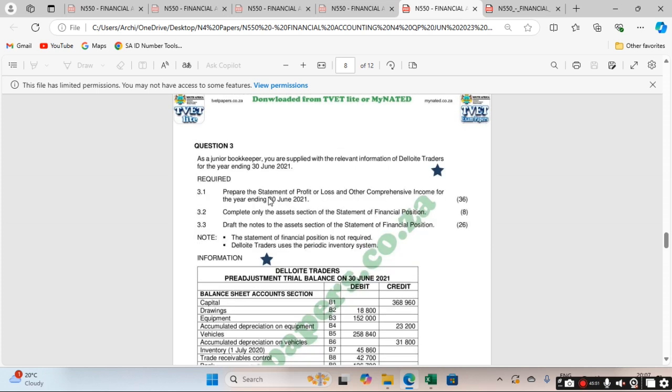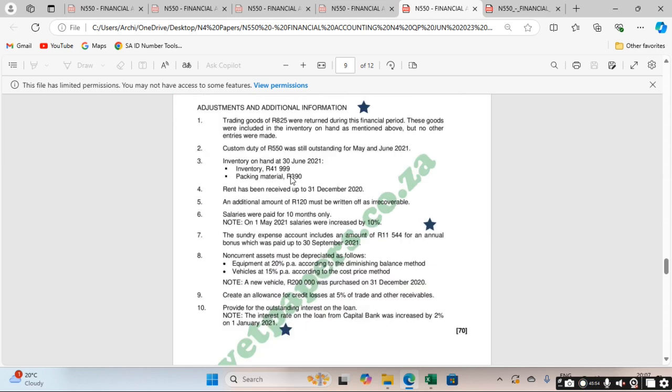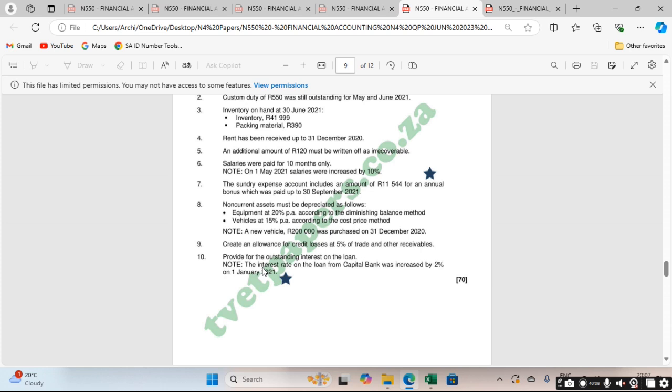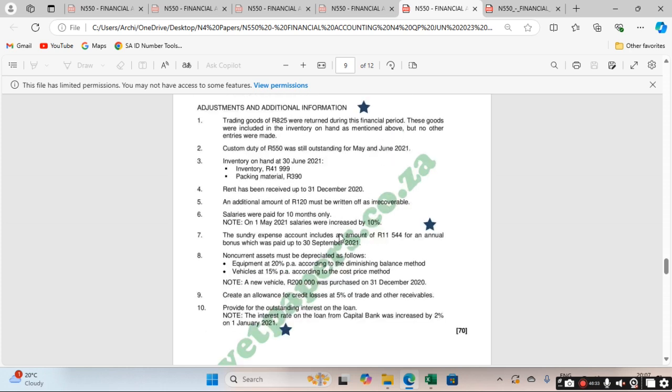Okay. Prepare the statement of profit and loss. So here we are. Same thing. If you can see, guys, all these question papers are repeating. So meaning if you master one question paper, then you are done.